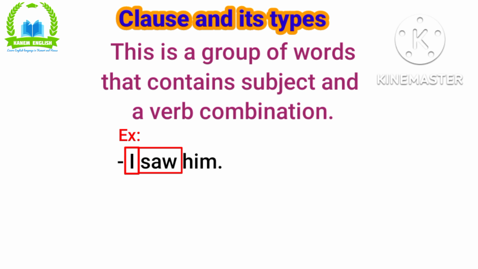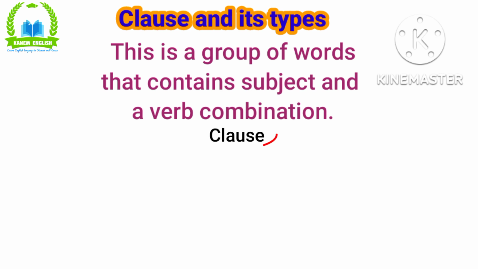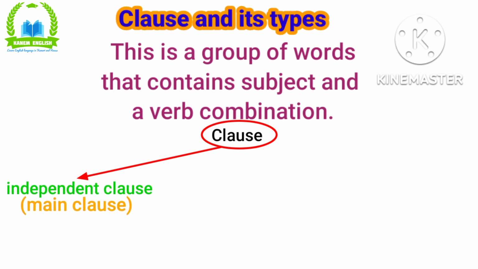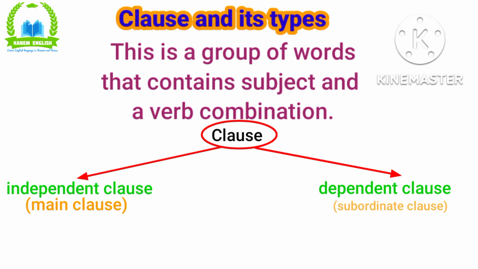And if you remember in our previous class, we mentioned the two types of clause. The first one is the independent clause, that is the main clause. Then the second one is the dependent clause, which we call the subordinate clause.